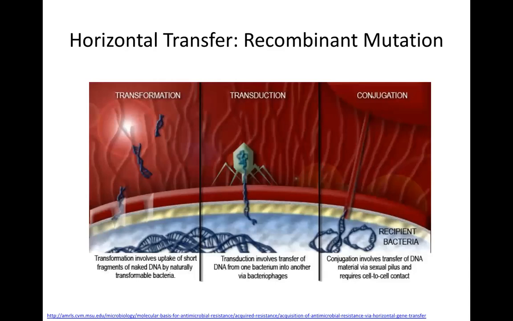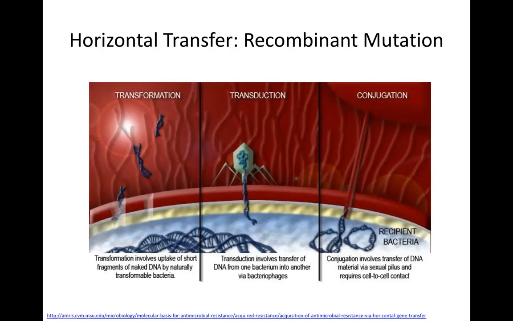So from your paper, hopefully these are familiar: transformation, transduction, and conjugation. All ways that genetic information can be shared between prokaryotic cells. And then we had the gene transfer agents, which are not near as common as these three modes of horizontal gene transfer, but still important.